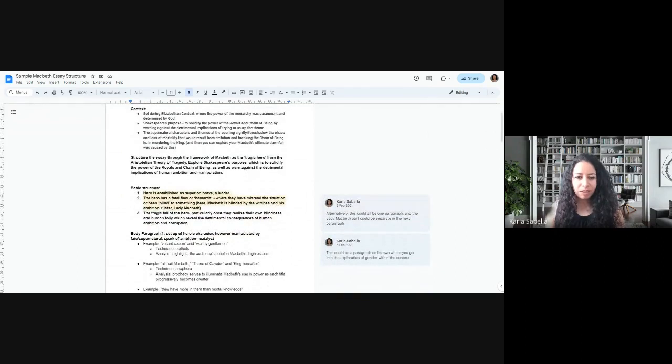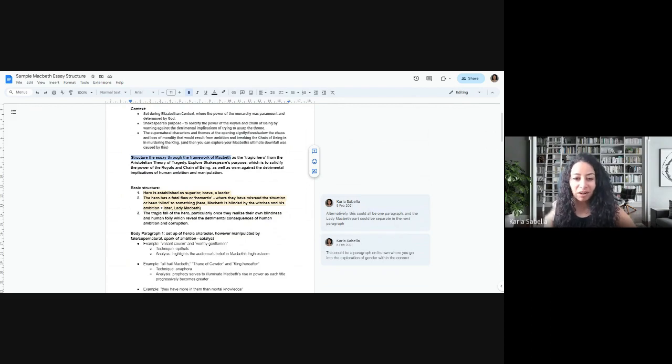Okay, perfect. And then we talked about this idea of ambition, and so the supernatural characters and themes foreshadow the chaos and loss of, that should actually say morality, that would result from ambition and breaking the chain of being, i.e. murdering the king.